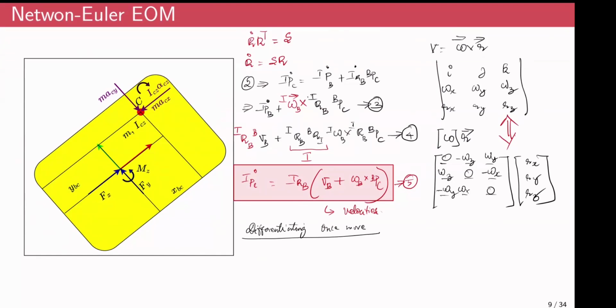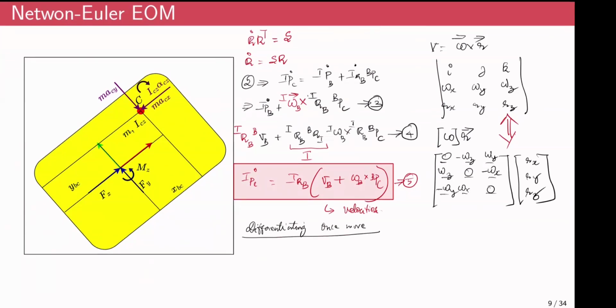You will have to again apply some more product rule. So you'll get something like this. The double derivative of the position vector of C with respect to I is, you will have to apply this product rule. So IRB multiplied by VB dot plus omega B dot cross BPC plus omega B cross BPC dot, plus IRB dot multiplied by VB plus omega B cross BPC.